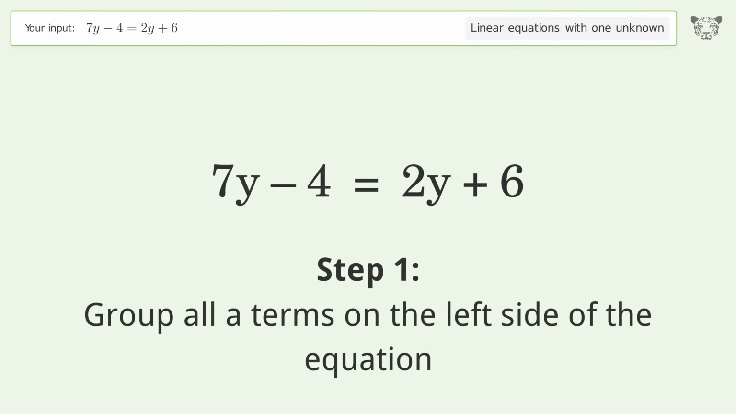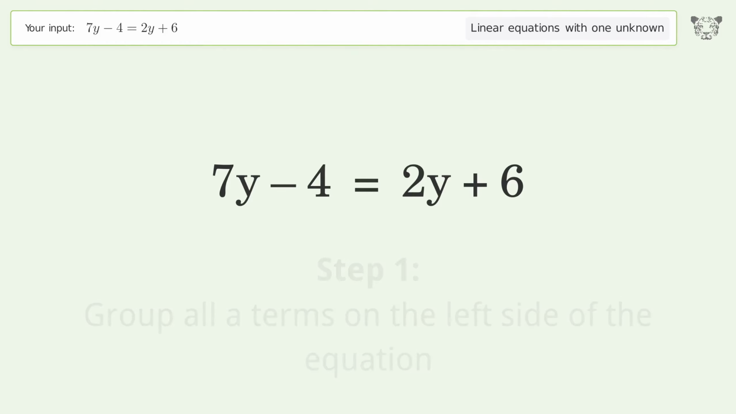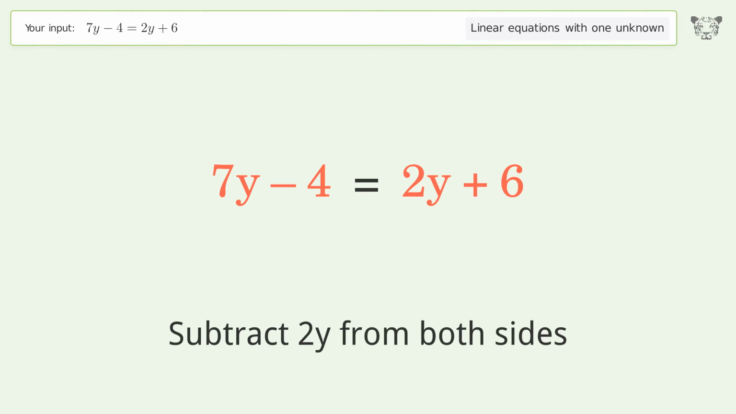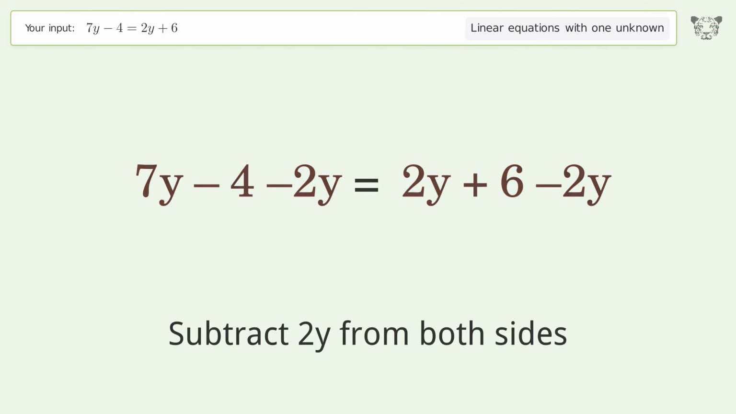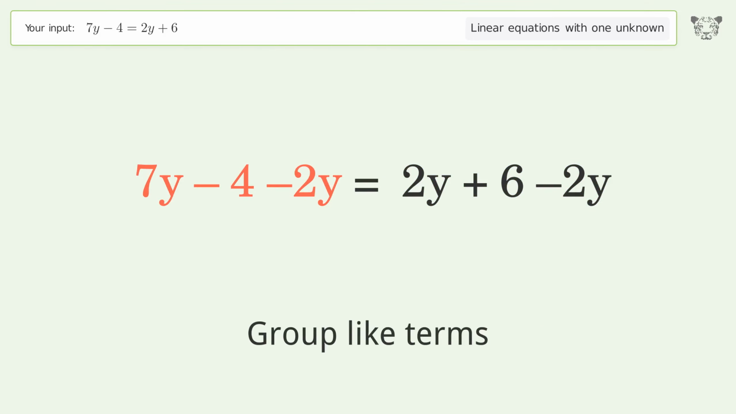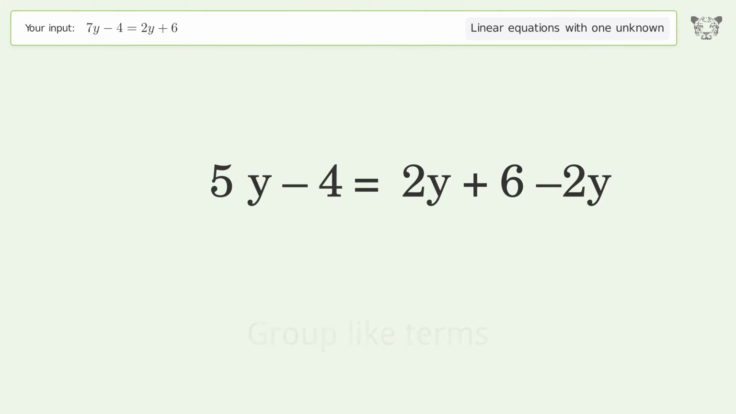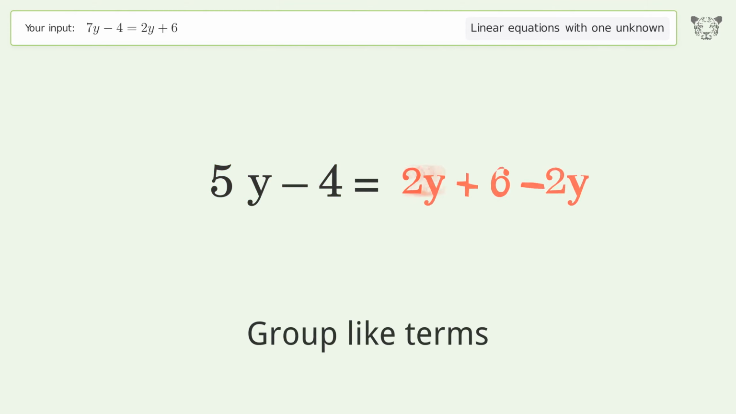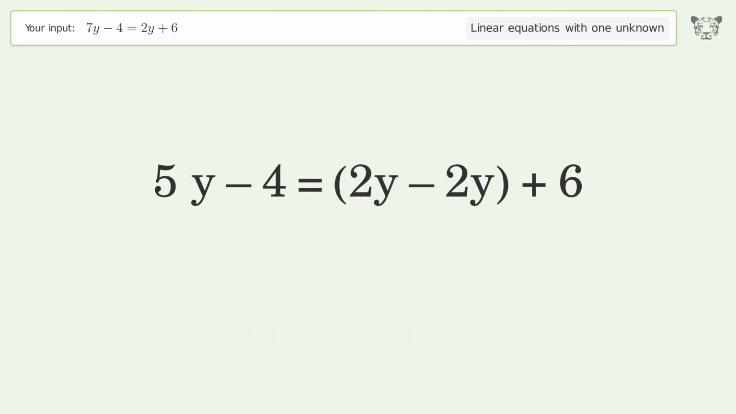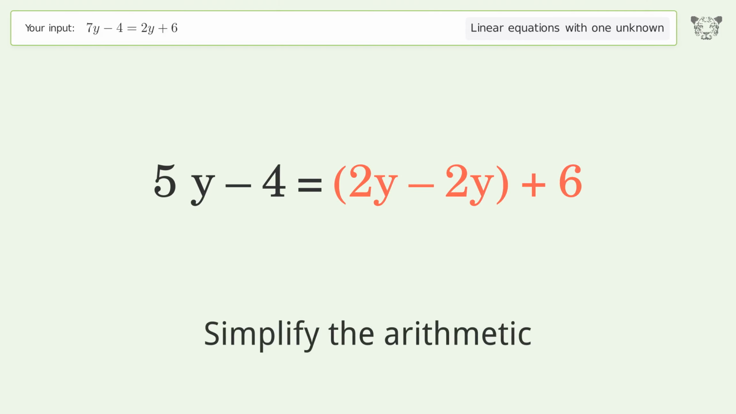Group all a terms on the left side of the equation. Subtract 2y from both sides. Group like terms. Simplify the arithmetic. Group like terms. Simplify the arithmetic.